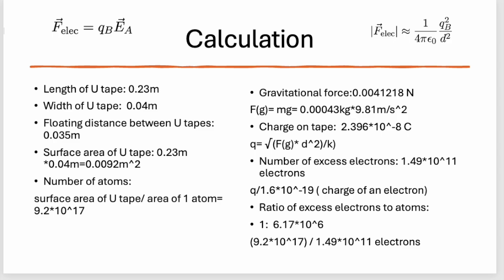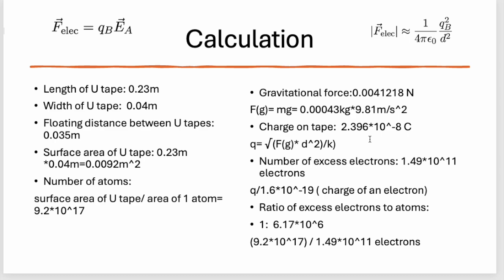The gravitational force was 0.0041218 newtons, calculated from Fg equals m times g, which is 0.00043 kilograms times 9.81 meters per second squared. The charge on the tape was 2.396 times 10 to the negative 8 Coulomb, calculated by the equation above. And the number of excess electrons was 1.49 times 10 to the 11 electrons.